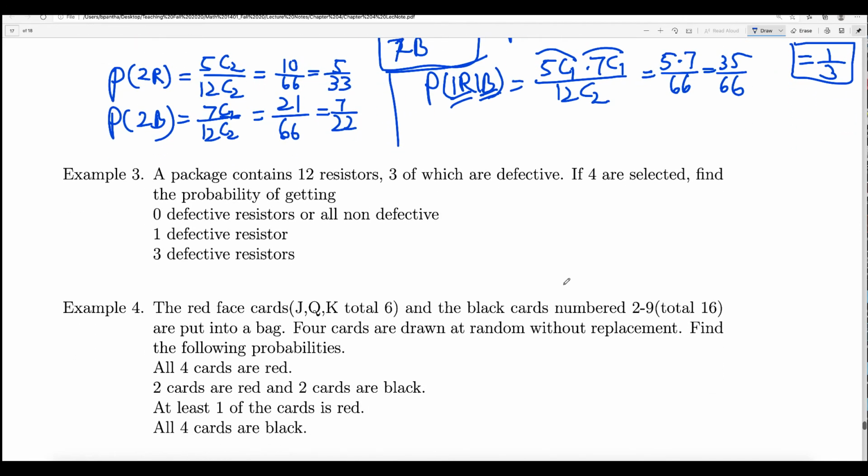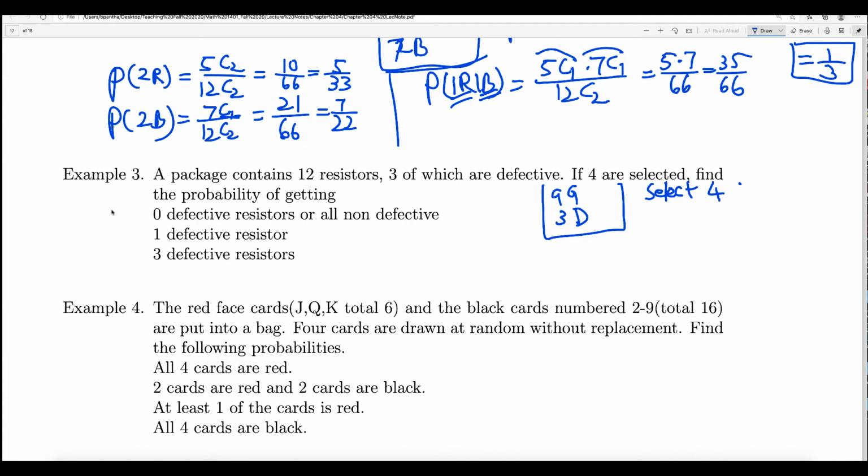Let us do example number 3. A package contains 12 resistors, 3 of which are defective. So how many are good? This is a packet. 9 are good and 3 are defective resistors. 4 are selected. Select 4 out of 12, right? Find the probability of 0 defective resistors, or all non-defective. 0 defective. So you want to pick 0 defective and all good. That is the same as all good, right?